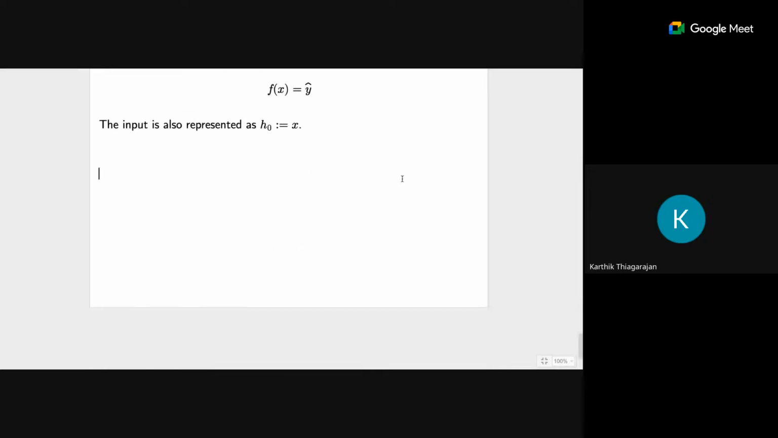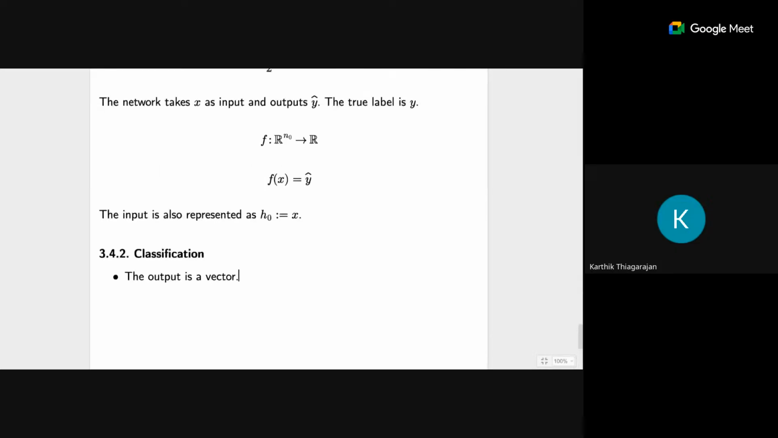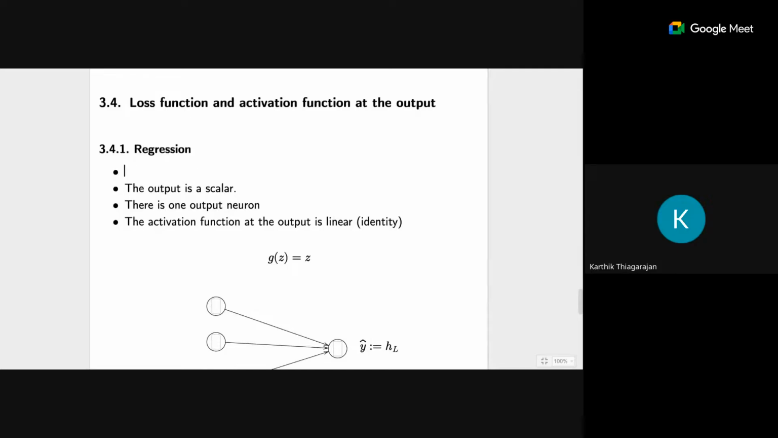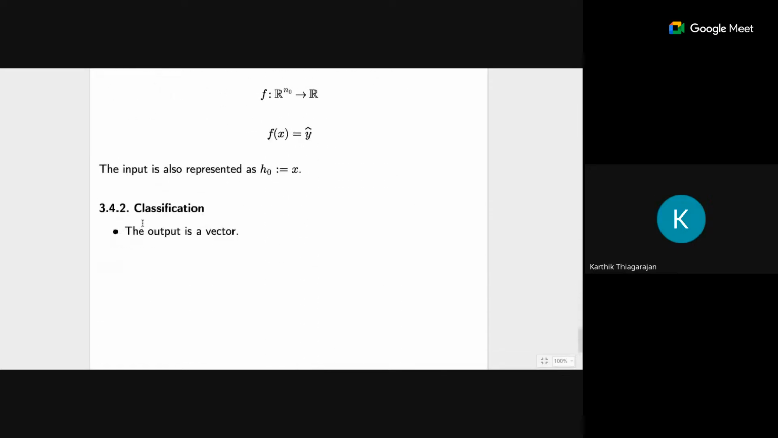Now for classification. What is it? The output is a vector. The label itself was a scalar in regression, the true label. Here the true label is a vector. In fact, we represent it as a one hot vector, right?